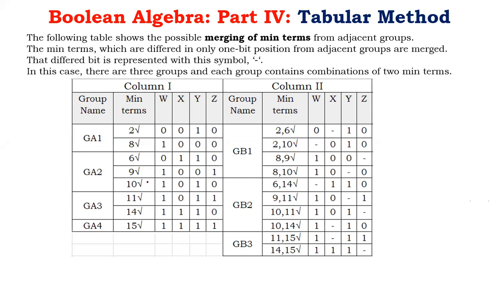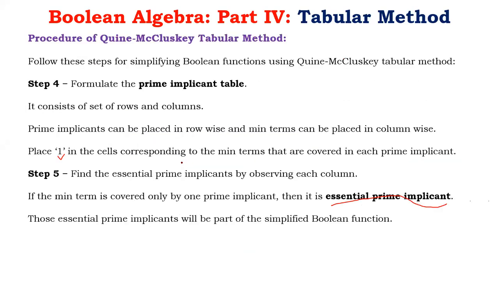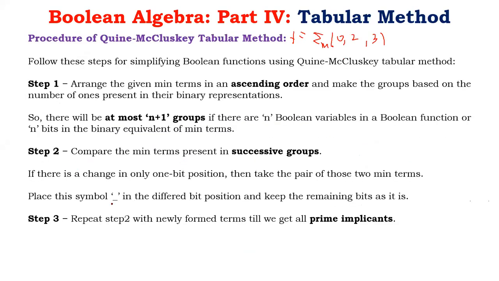This is very simple. Okay. So here we use 2 and 6. In 2 and 6, there is a 1 bit position change: this 0 and this 1. So at that point, we should put a dash. As the step 2: place the symbol dash in the differing bit position and keep the remaining bits the same.